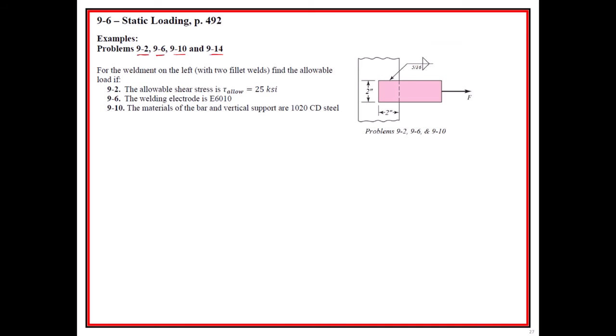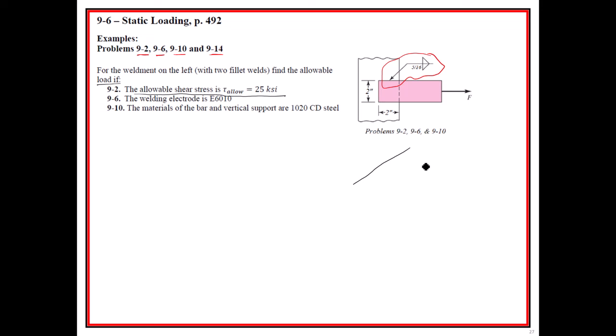Okay. So the first thing we want to do is understand what the welding condition is. Like, what does the weld look like? So we want to take a look at our welding symbol and understand what's taking place. What they want us to find is the allowable load, and we're going to start off with first using an allowable shear stress that they've provided of 25 KSI.